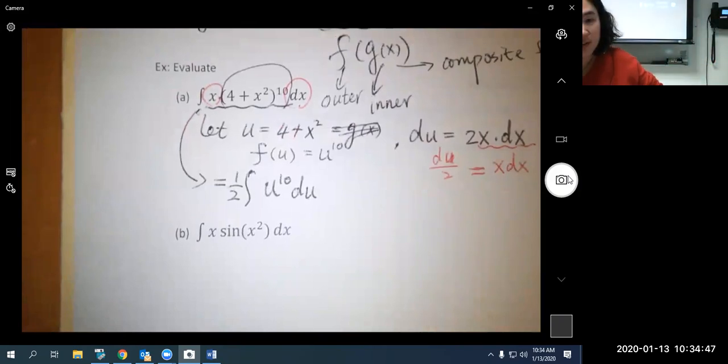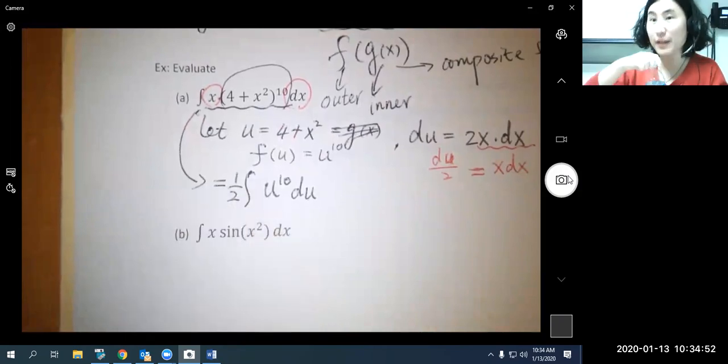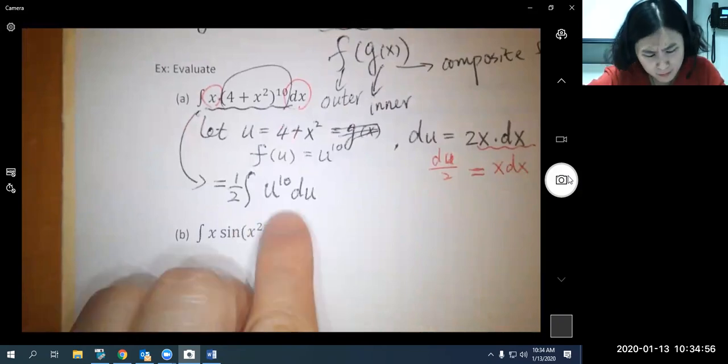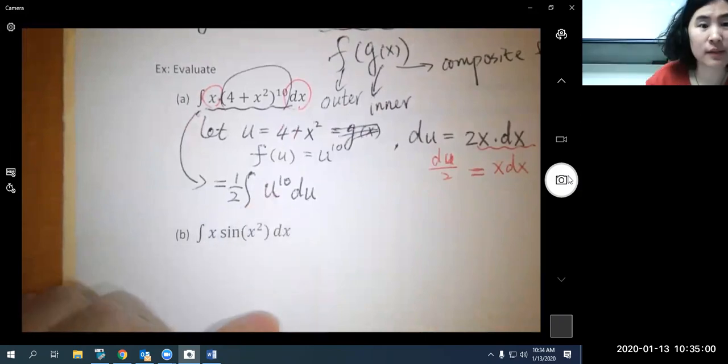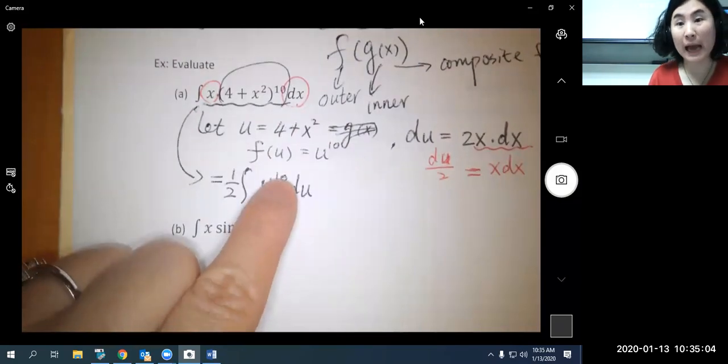See, this is an integral only in terms of u. Are you able to get the antiderivative? This is a power function. So what is the antiderivative? Anyone tell me? Please tell me. Yeah, u to the ninth.